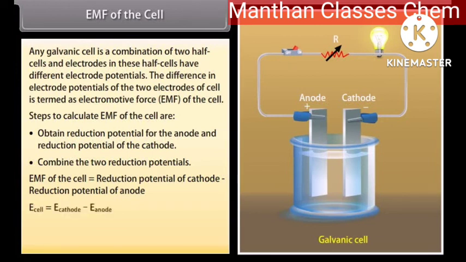That is, E cell is equal to E cathode minus E anode, or E cell is equal to E right minus E left.